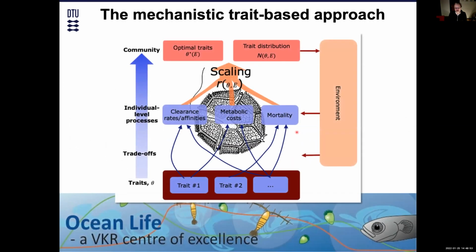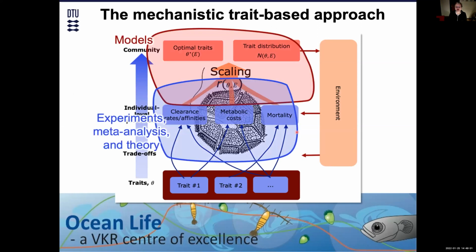So summing up here, if I think of the trait-based approach, what I've been talking about a lot here is the models. That's because that's what I'm doing myself. But I think the trait-based approach is much more than just models. It's also a way of integrating experimental work of individual organisms, because you direct the experiments towards not so much chemostat work, but really trying to understand the physiology of the individual.